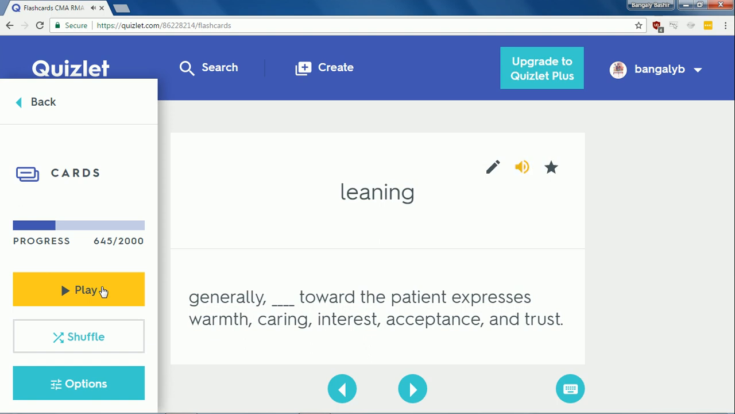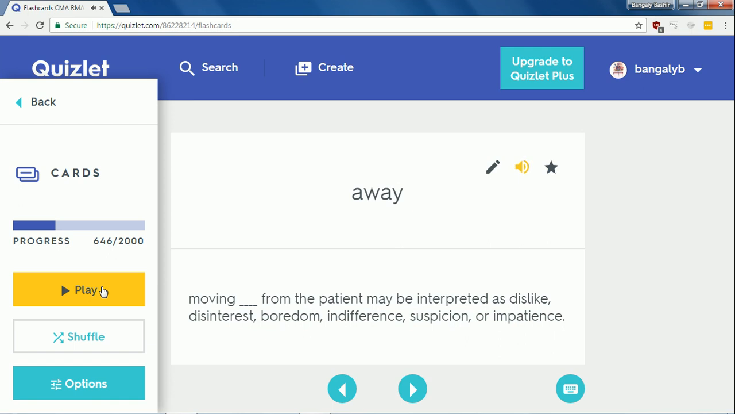Leaning. Generally, leaning toward the patient expresses warmth, caring, interest, acceptance, and trust. Away. Moving away from the patient may be interpreted as dislike, disinterest, boredom, indifference, suspicion, or impatience.